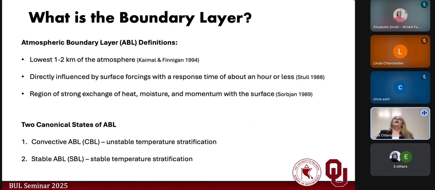So there are 2 main stages of the atmospheric boundary layer. There is the convective boundary layer, also known as the CBL, and the stable boundary layer, also known as the SBL. With the CBL, you have unstable temperature stratification, and it occurs during the daytime and is a lot deeper than what you see during the nighttime, which is where you get the SBL, which has stable temperature stratification, which again occurs at nighttime, is shallower, and stable stratification essentially means that buoyancy is smushed down, so it's more horizontal than it is vertical.